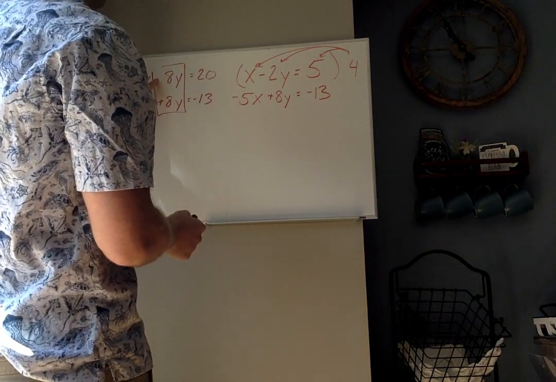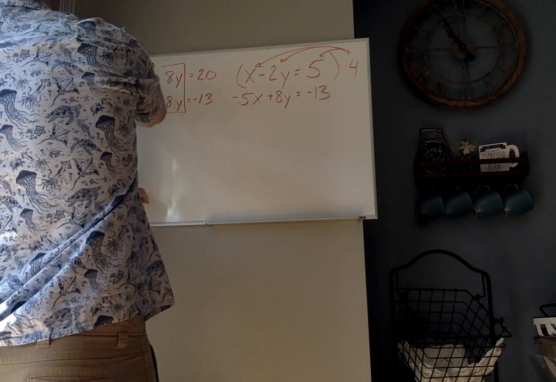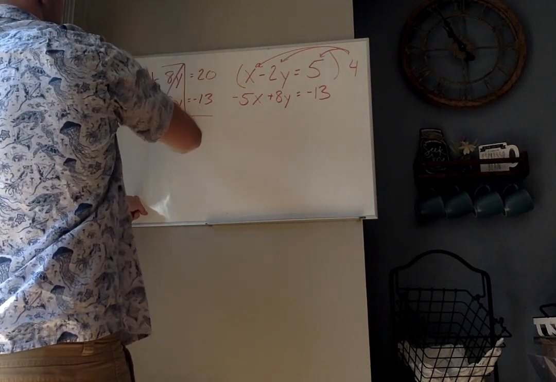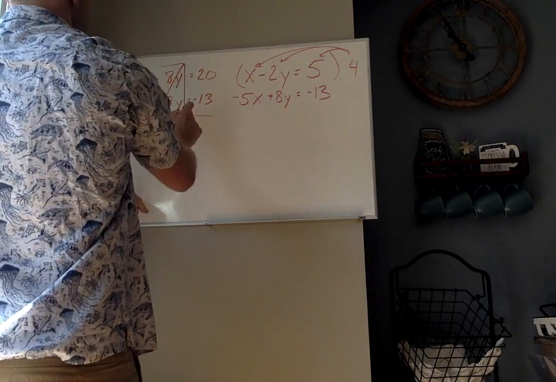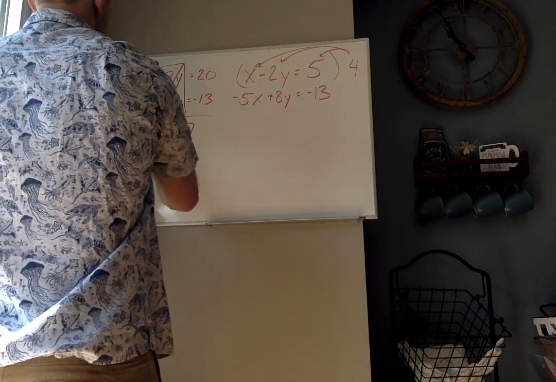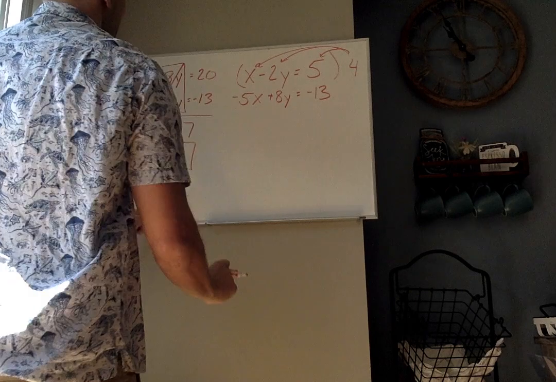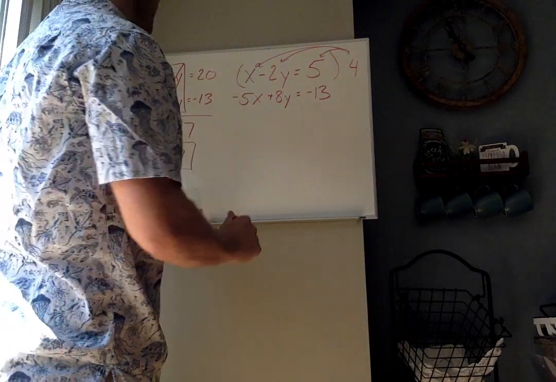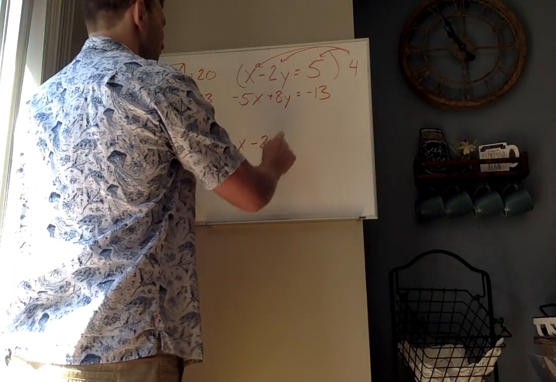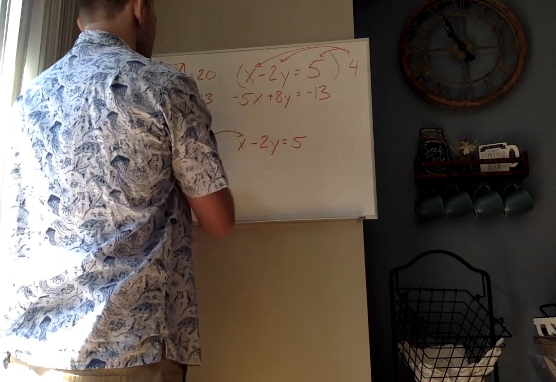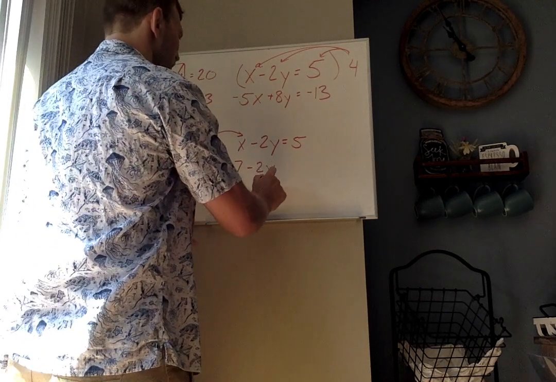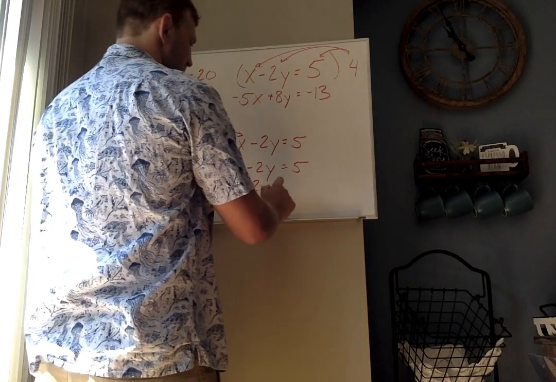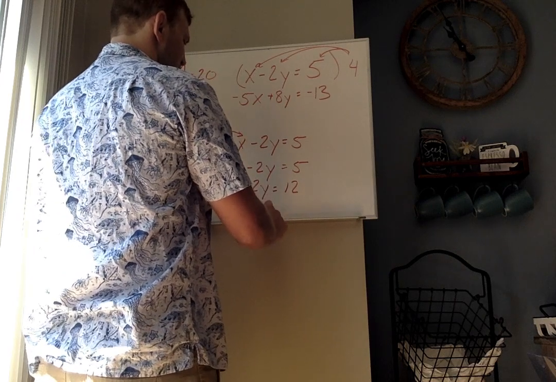Now I've got to figure out, am I going to add or subtract? Well, negative 8 and positive 8, so I'm going to add the 2 because they're opposites. 4 plus negative 5 is negative x. The y's cancel. 20 plus negative 13 is 7, so x equals negative 7. And now I'm going to take that and plug it back in. Well, I like this original equation right here the best because it's the most simplified. My numbers are the smallest. So I'm going to plug in that negative 7, so negative 7 minus 2y equals 5. I'm going to add 7 to both sides, so I have negative 2y equals 12, and I get y equals negative 6.